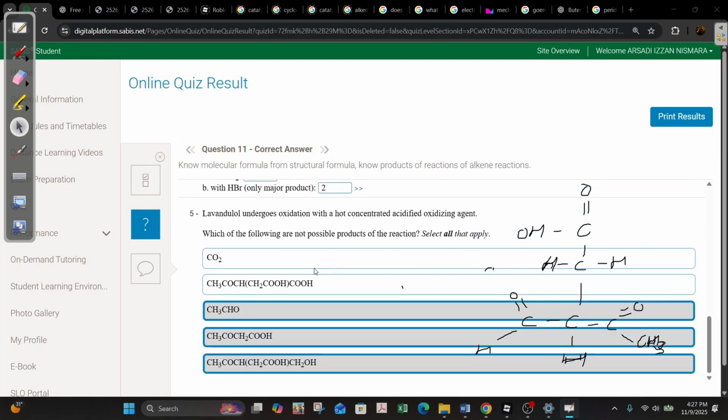Okay, now which ones are not possible? So which ones do not look like this? Remember when CH produces carbon dioxide? Yeah, that's possible, that's what it produced.